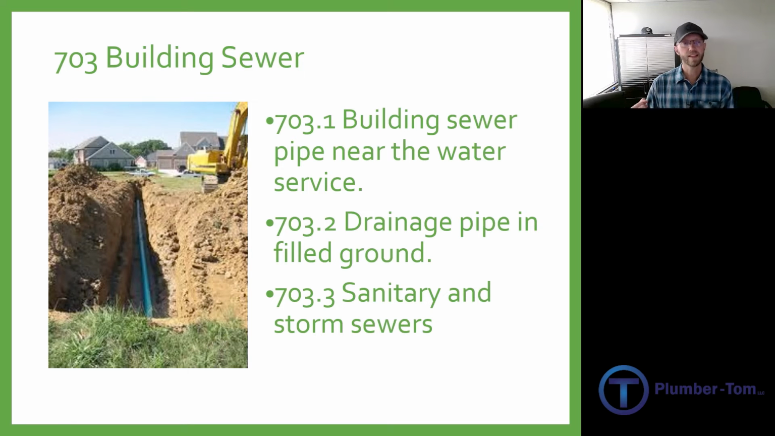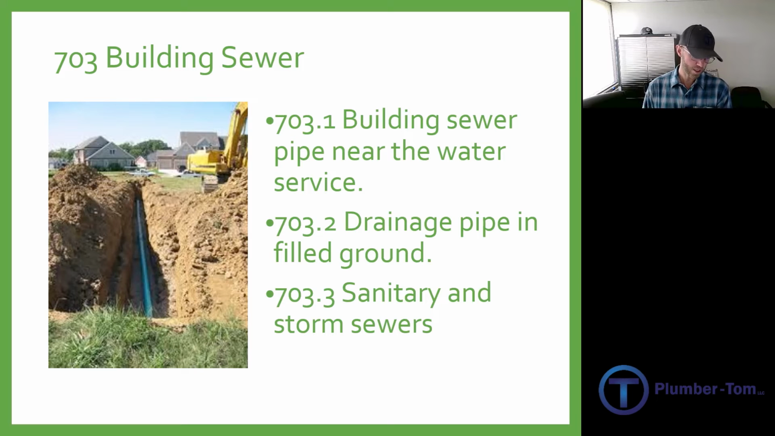With that in mind, let's look at 703, where we consider the building sewer. 703.1 talks about how to handle the building sewer pipe near the water service, and refers us back to 603.2. So in 603.2, we learned about the importance of separating the water service pipe from the building sewer if the building sewer pipe is not listed on table 702.3.